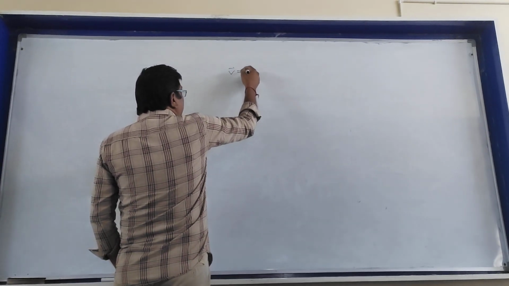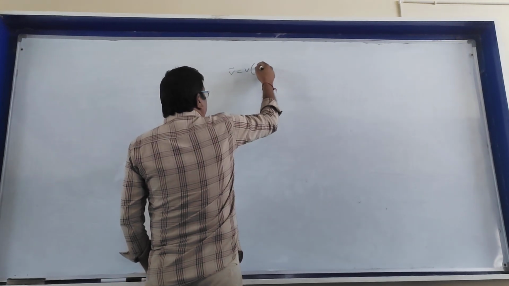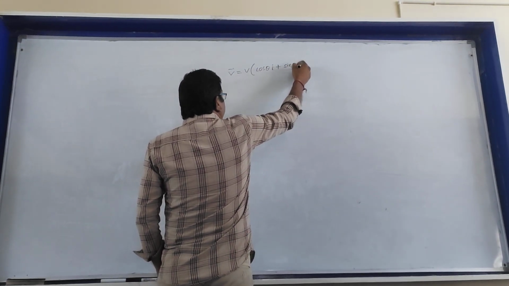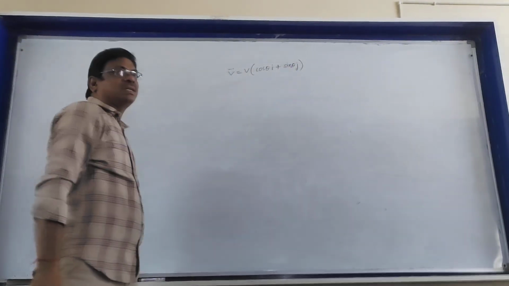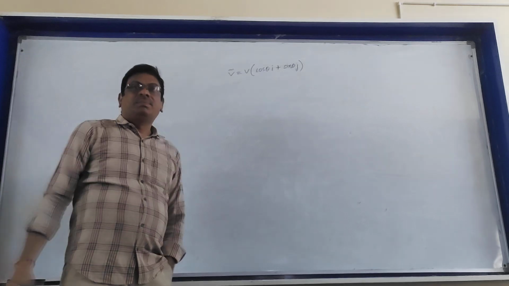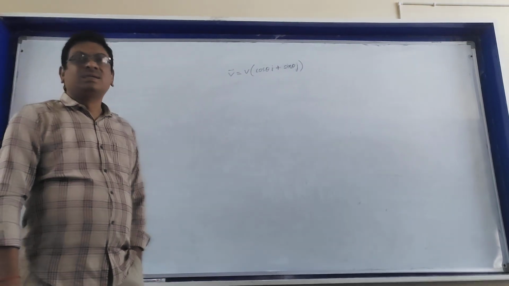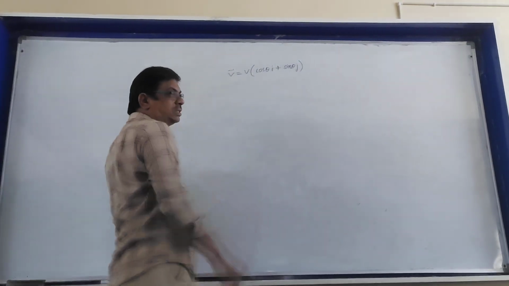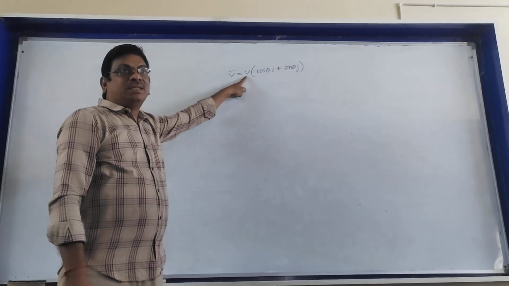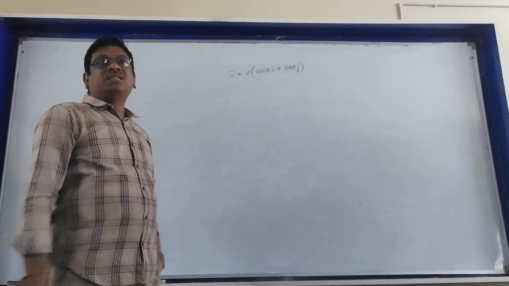If I take velocity as modulus v into cos theta i cap plus sin theta j cap, this is a general velocity vector. For a particle going along a circle, this is the velocity. What is the speed I have taken here? Speed is v. Theta is the general angle which the velocity is making.